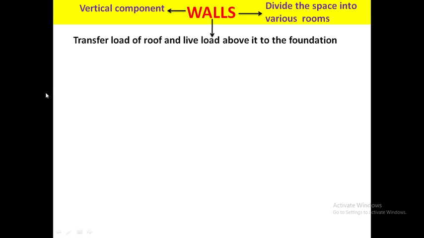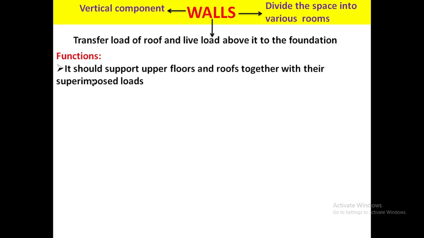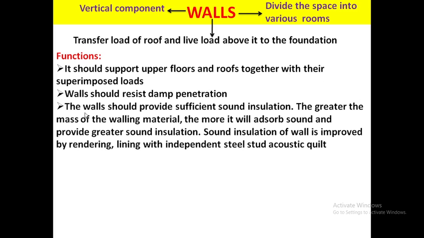Then functions of walls. It should support upper floors and roofs together with their superimposed load. Walls should resist damp penetration. The walls should provide sufficient sound insulation. The greater the mass of the walling material, the more it will absorb the sound and provide greater sound insulation. And then the walls should offer adequate fire resistance.